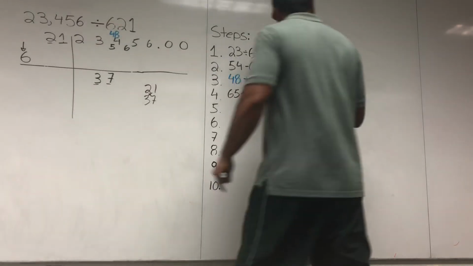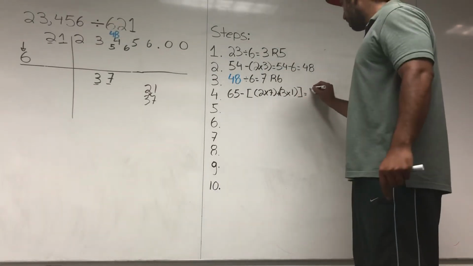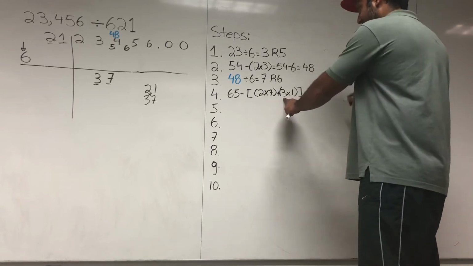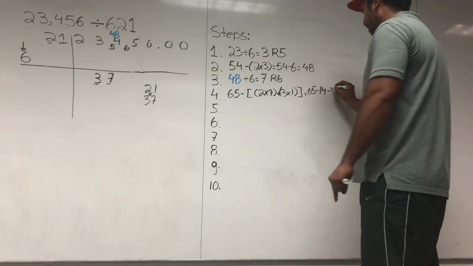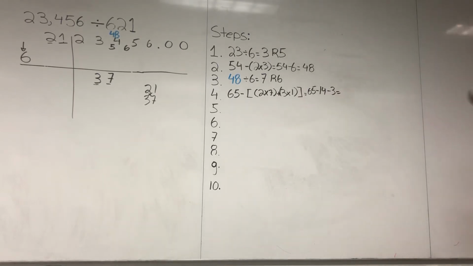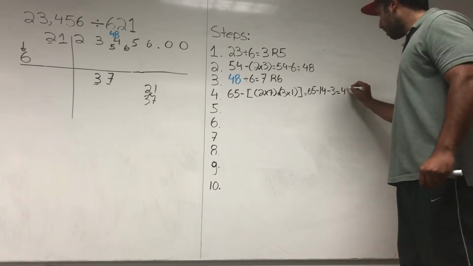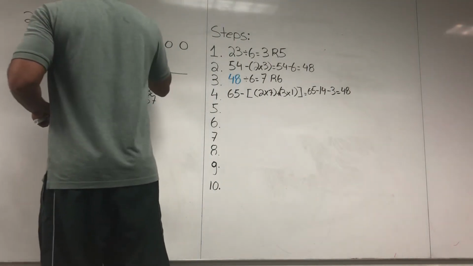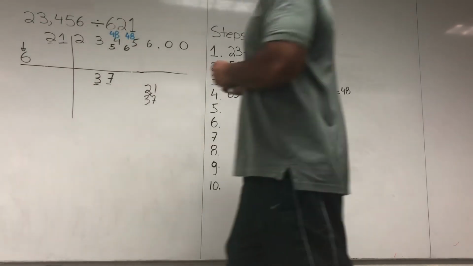In either case, we get 65 minus 14 minus, we have to distribute the negative 3. So 65 minus 17, that's 48, okay? So once again, I'm going to put a 48 right here.